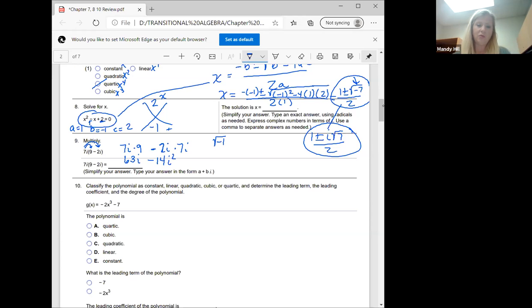Now remember that the square root of -1 is i, not negative i, sorry. The square root of -1 is i, and i squared is equal to -1. So on this problem, we can't really do anything with the 63i, but this -14 times i squared is -14 times -1, which is going to make the answer 63i plus 14. You could also write that as 14 plus 63i, same answer.